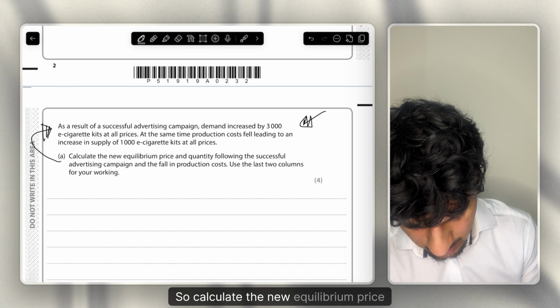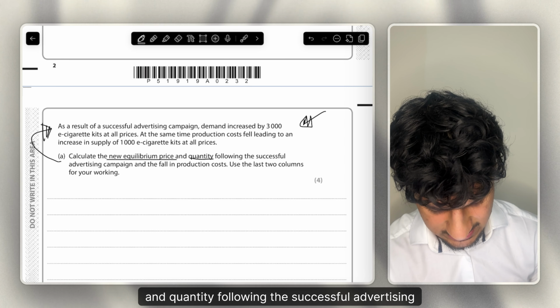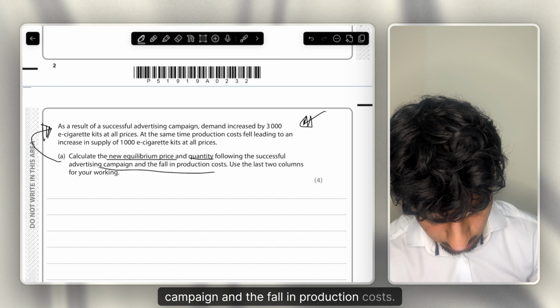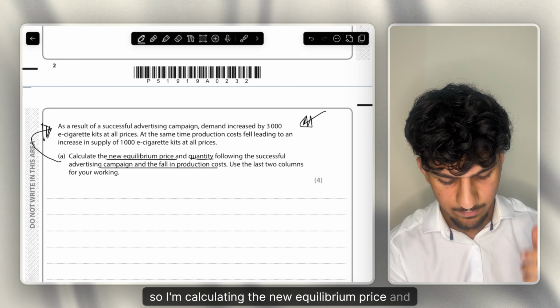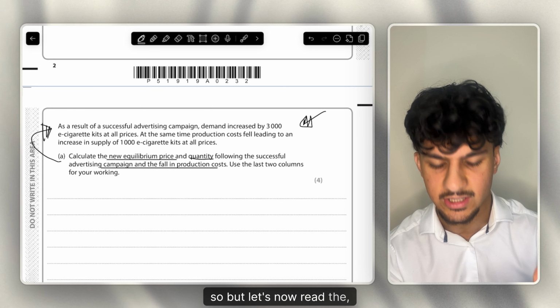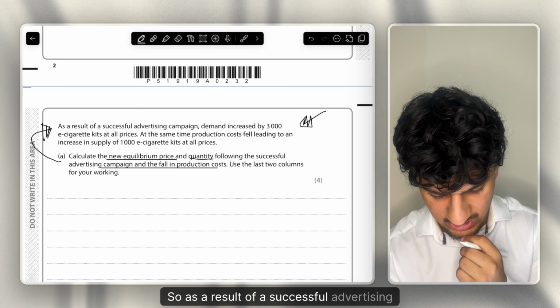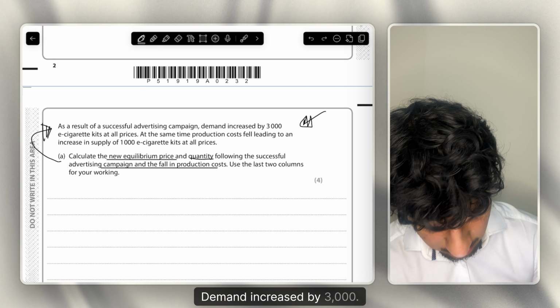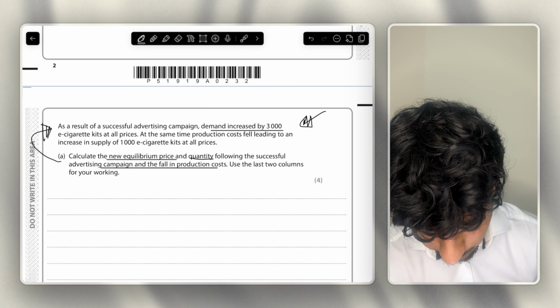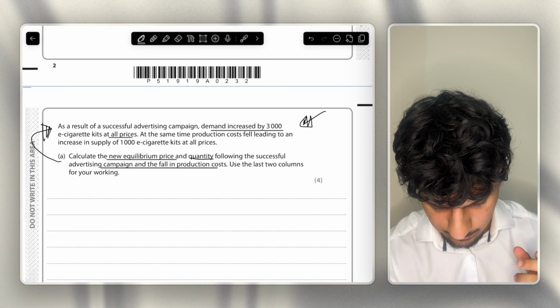So calculate the new equilibrium price and quantity following the successful advertising campaign and the fall in production costs. Use the last two columns. Okay, so I'm calculating the new equilibrium price and quantity. Okay, so but let's now read the stimulus we have. So as a result of a successful advertising campaign, demand increased by 3,000. Okay, that looks quite relevant. At all prices. Okay, demand increased 3,000 at all prices.